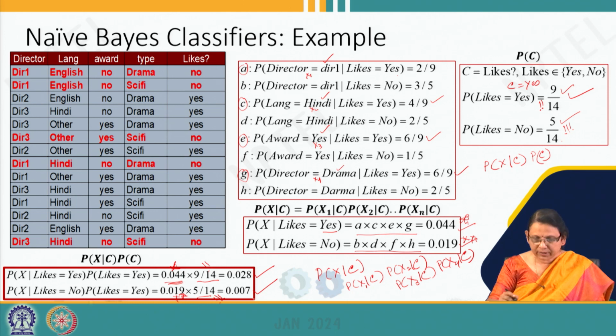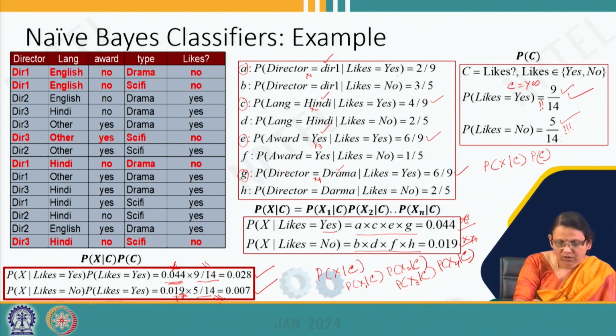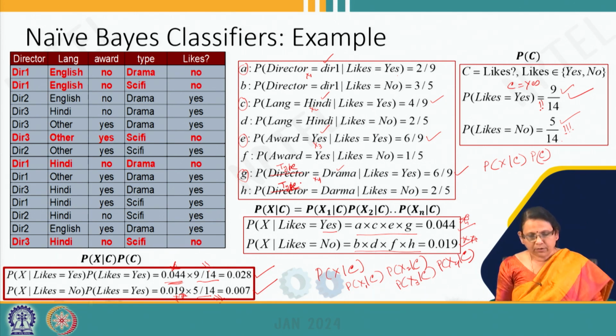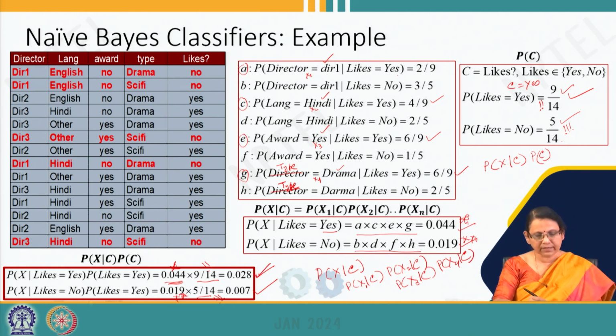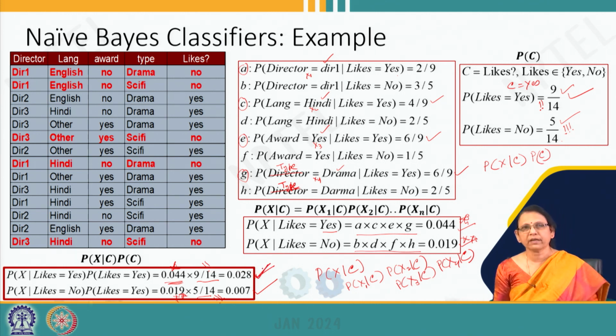So given this record, a new movie where director is director 1, language is Hindi, award is yes, and there is some issue here. So this is not the director again, this is type. This is a typo. So type is drama. Then whether the movie should be recommended? Yes, it should be recommended because this value is high. When you compare these two, this value is high. So this should be recommended.